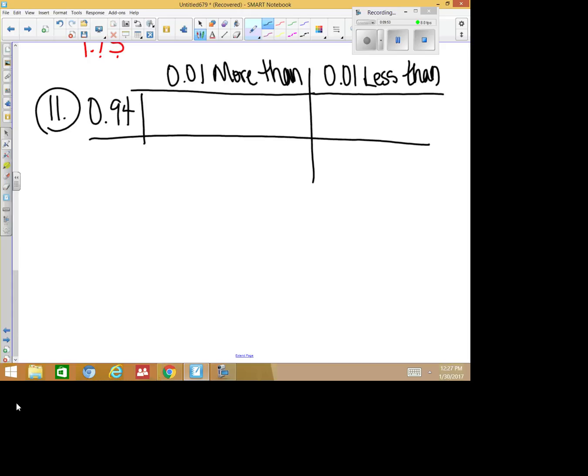A hundredth more than. So if I need one hundredth more than, which one of these is in the hundredths place? 4. Very good, Jack. So if I'm going to go one more hundredth, what do I get? 5. Did the other numbers change? No. So just 0.95. So what if I want to go one less? 0.93. The 9 didn't change, just my 3. Very good, Jack. You are listening.